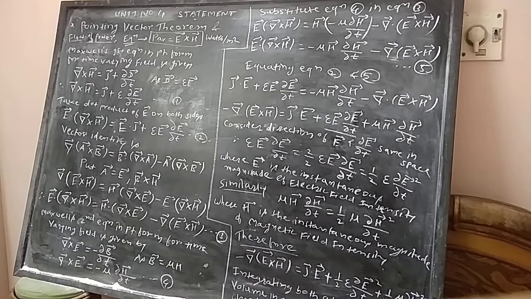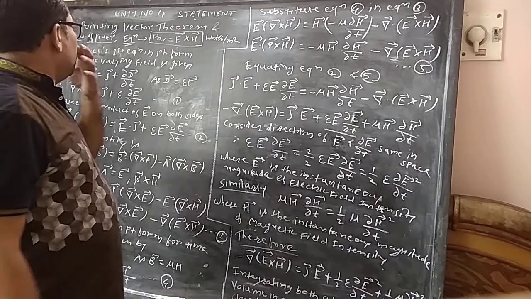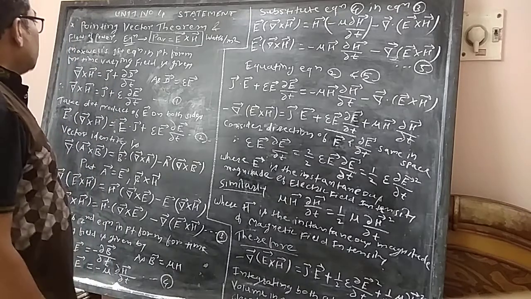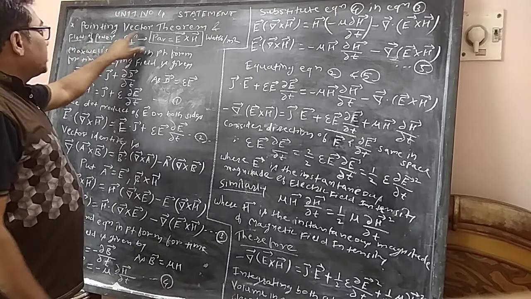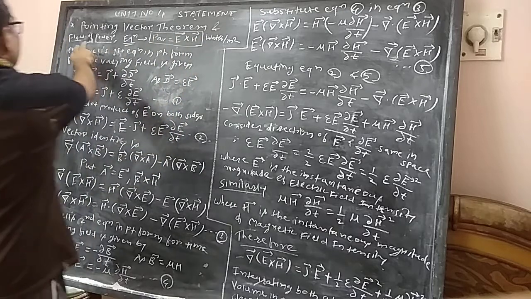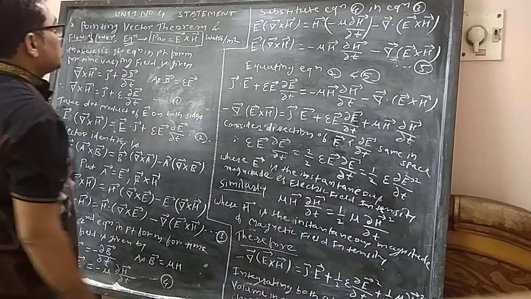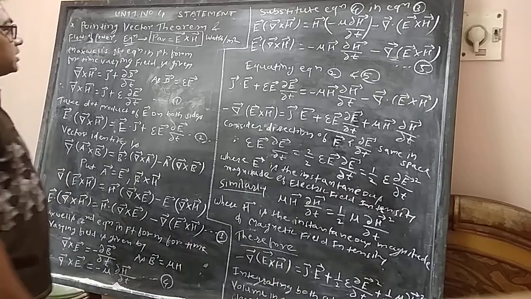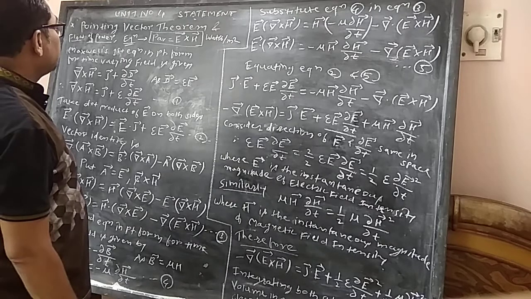So, good evening, students. Now we are coming to the last point of this unit number 4, that is Poynting vector theorem and flow of power. So, there is a question: state and explain the Poynting vector theorem. This is the question generally asked in the university exam.